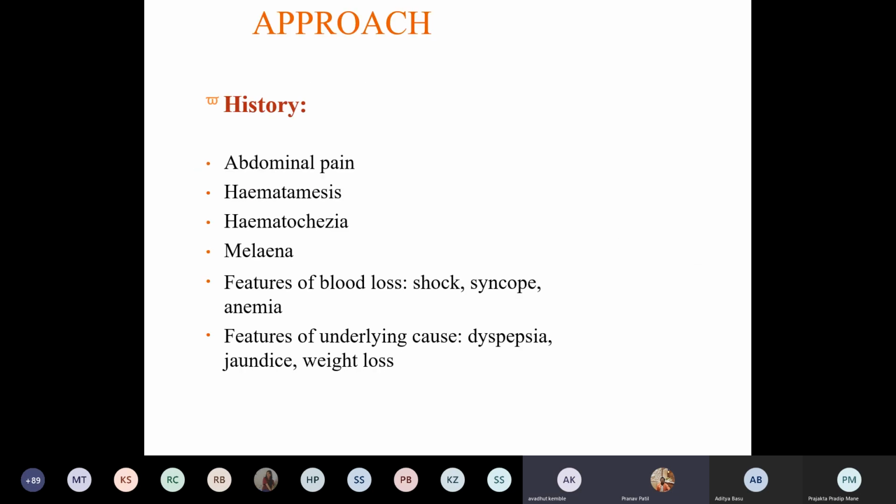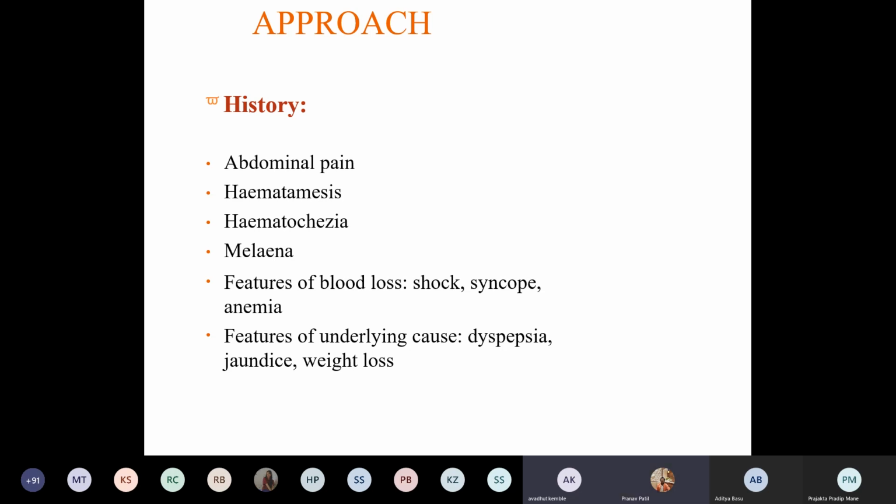Now, approach. How do you take an approach towards a patient of upper GI bleeding? First and foremost, the history plays a major role. So, taking proper history of the patient, inquiring about the abdominal pain, hematemesis, hematochezia, melena, then features of blood loss.